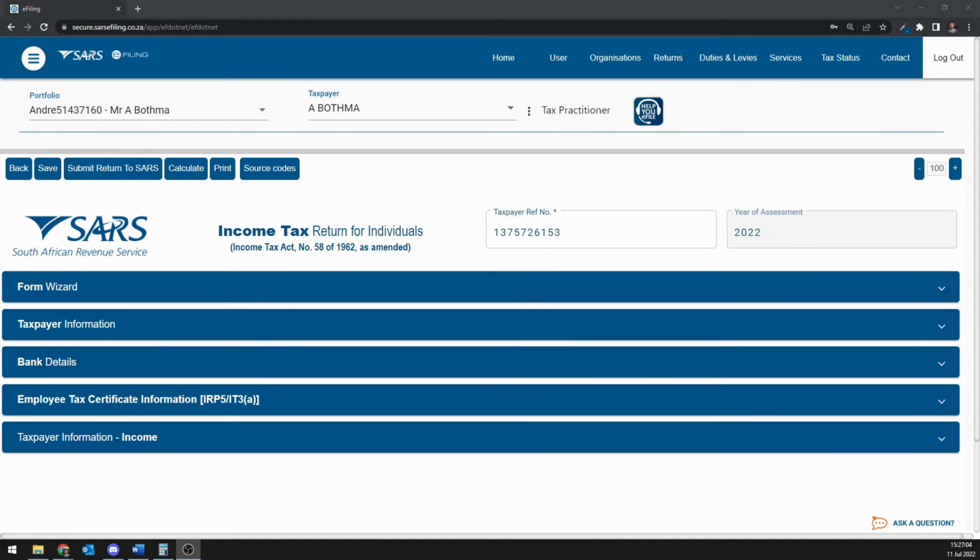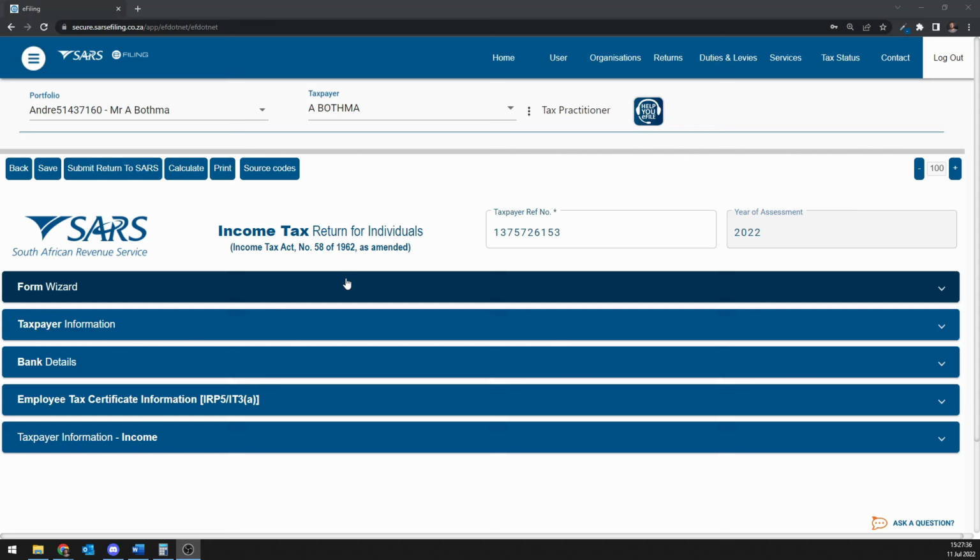Today I'm going to show you how to claim for additional medical expenses, or if you have a disability or you have a person that you're financially responsible for that has a disability. A lot of people have asked me how to claim this on your tax return because that is sometimes not preloaded onto eFiling. So obviously you have to log on to SARS eFiling first, and you have to go into your 2022 return. Hopefully you have not been auto-assessed.